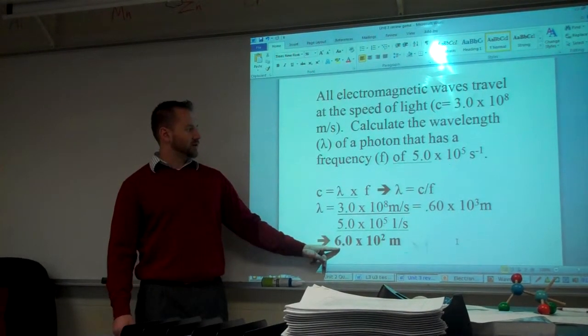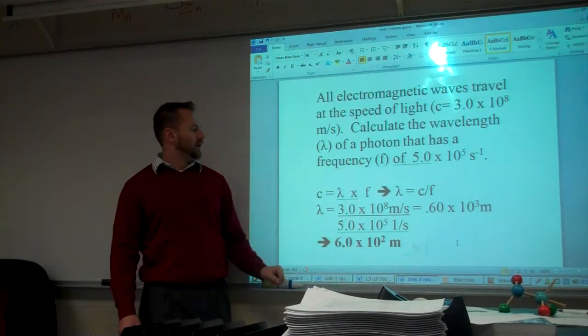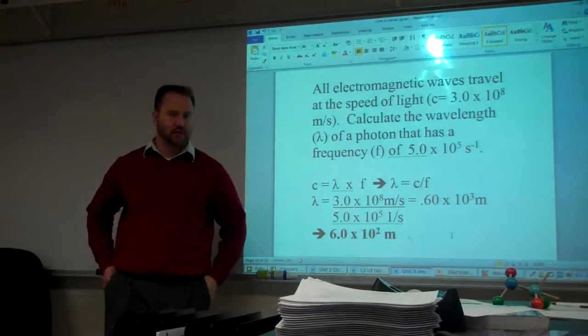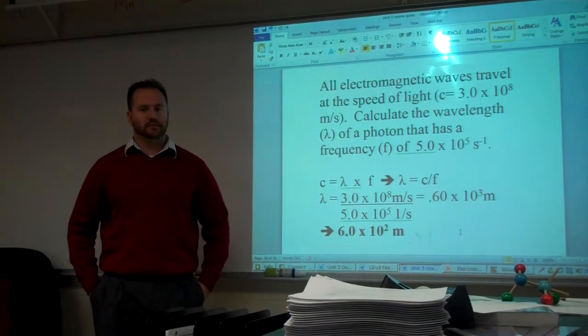So the wavelength of a photon traveling with this frequency will be 600 meters, which is rather large. We're done.